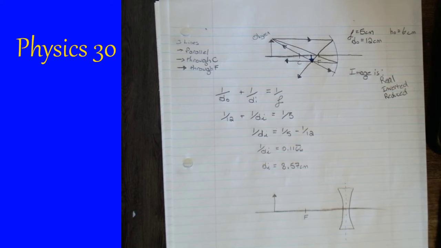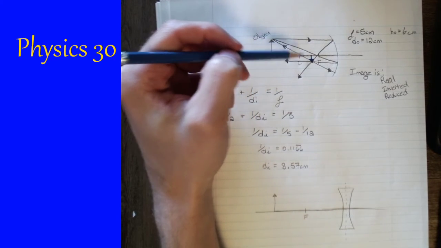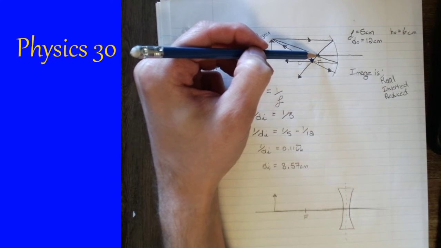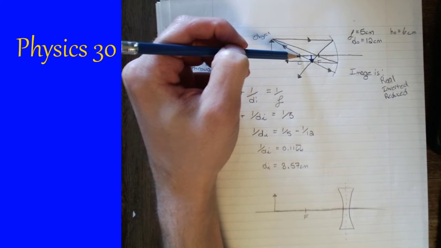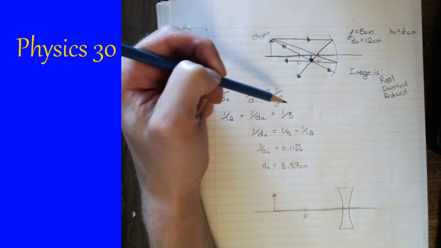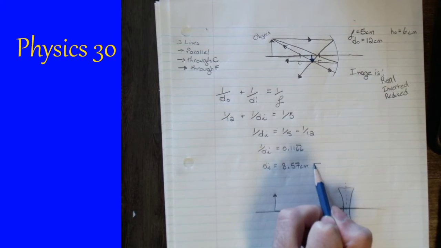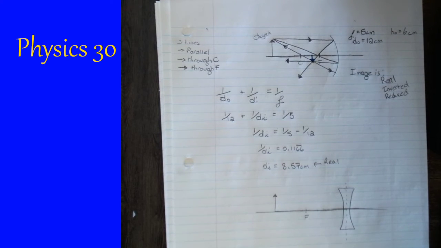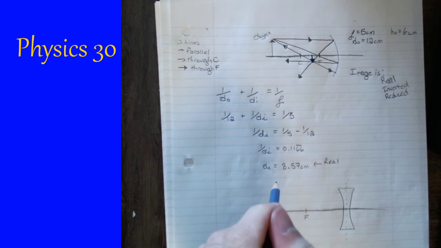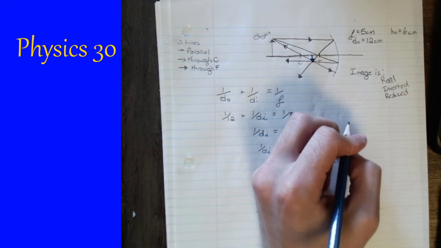It comes out to be positive, which tells me that it's a real image. It's also in between the focal length, or the focal point, and the center of curvature, as it is in between 5 and 10. So we get a lot of information from our calculations. Next up, let's do magnification.